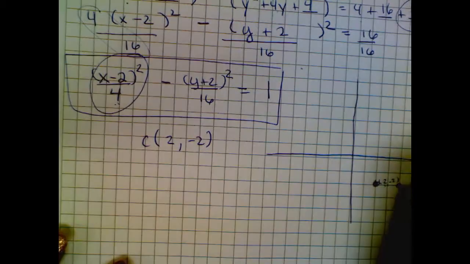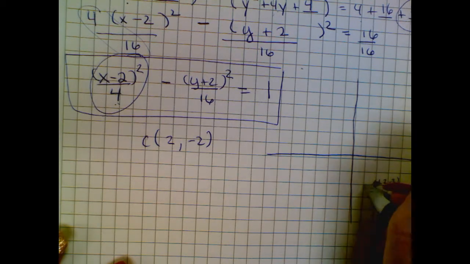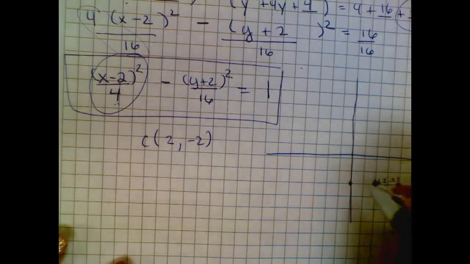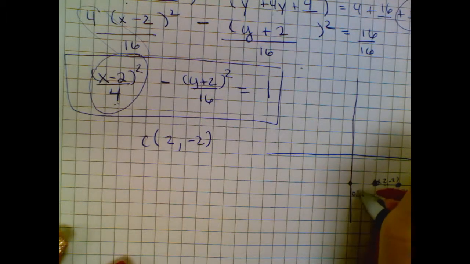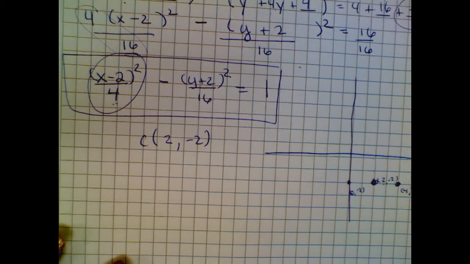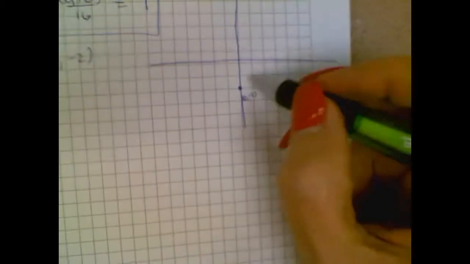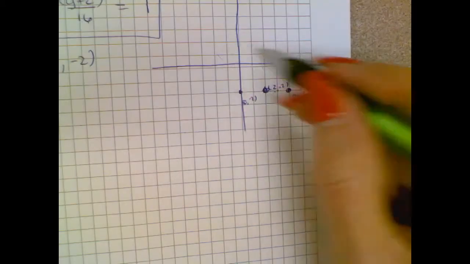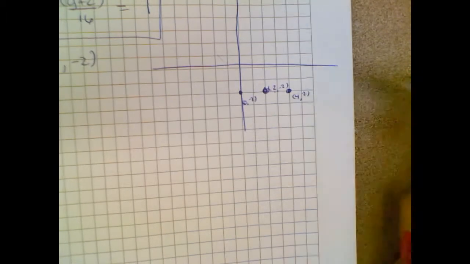So your vertices are (4, -2), and then 2 the other way, which is (0, -2). Now, your hyperbola is going to open like this, and like this, because those are your only vertices.